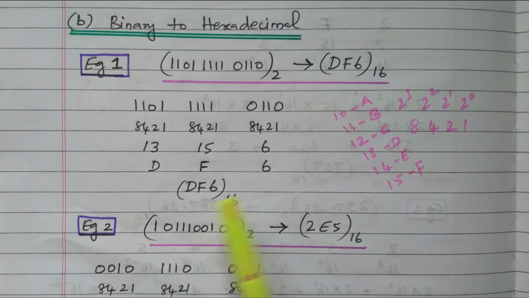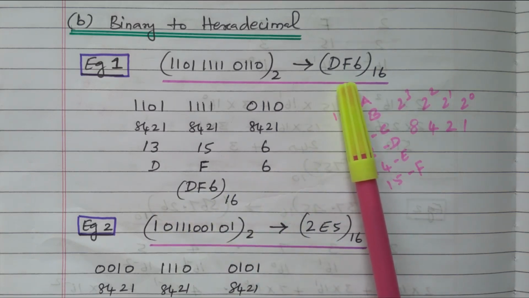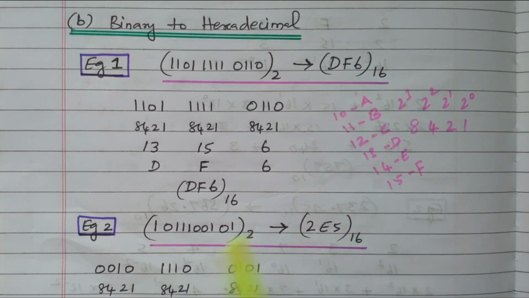And combine this value D of 6. So the final value is D of 6. Now we'll go to the second example.